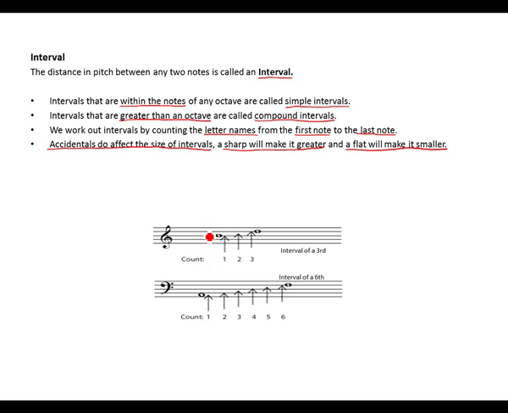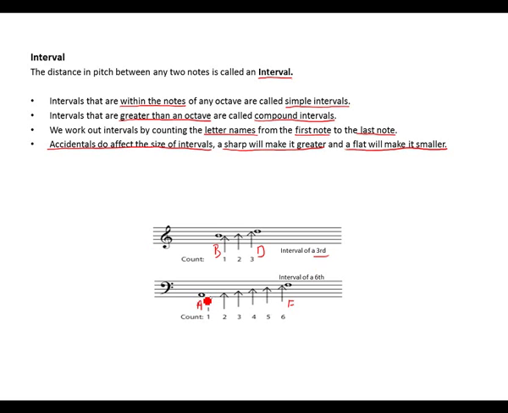Counting intervals. The first note that we've been given here is a B. The last note is a D. So we count from the first note, B, which is our 1, 2, 3. Therefore, we have an interval of a third. Look at that again. You count from the first note, 1, 2, 3, giving you a major third interval. What is a major third interval? That is our mi.